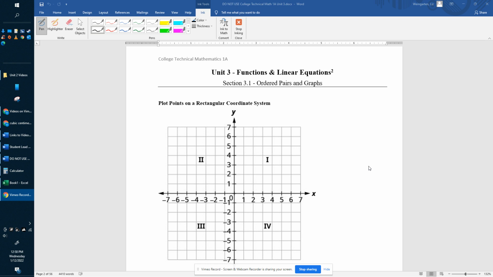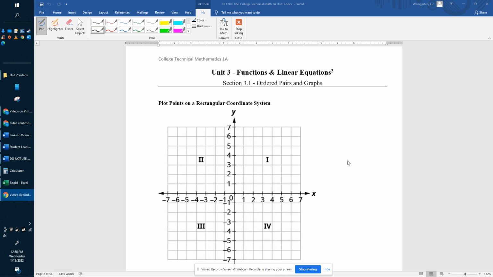The first quadrant, all pairs are positive. The y is positive and the x is positive. In the second quadrant, y is positive but x is negative. In the third quadrant, both are negative. And in the fourth quadrant, x is positive and y is negative.